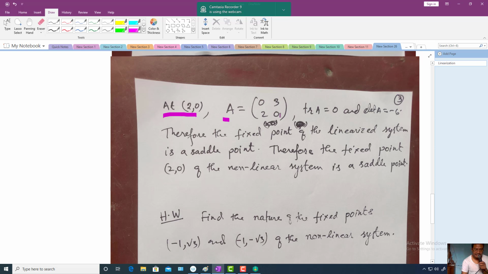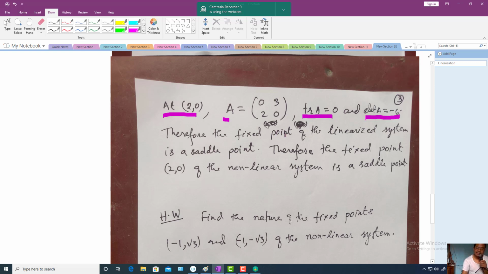Here again, the sum of the diagonal entries is 0. Therefore the trace is also 0. The trace of the matrix is equal to 0, and the determinant is how much? The determinant is negative, minus 6. So therefore the fixed point of the linearized system is a saddle point. Okay, so you can easily understand that one. It is a saddle point.